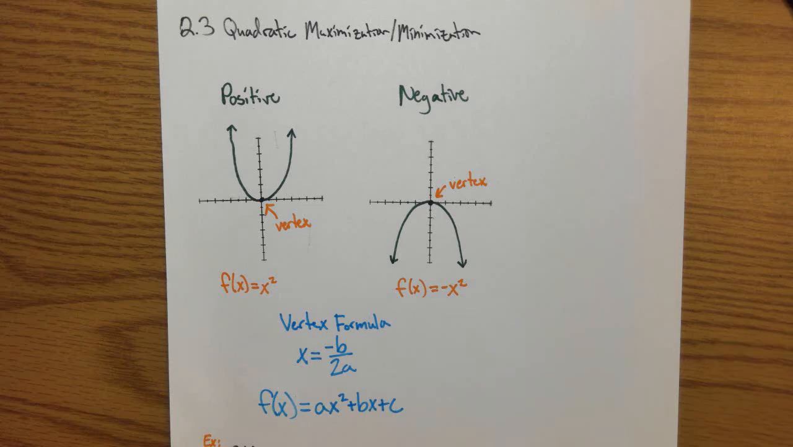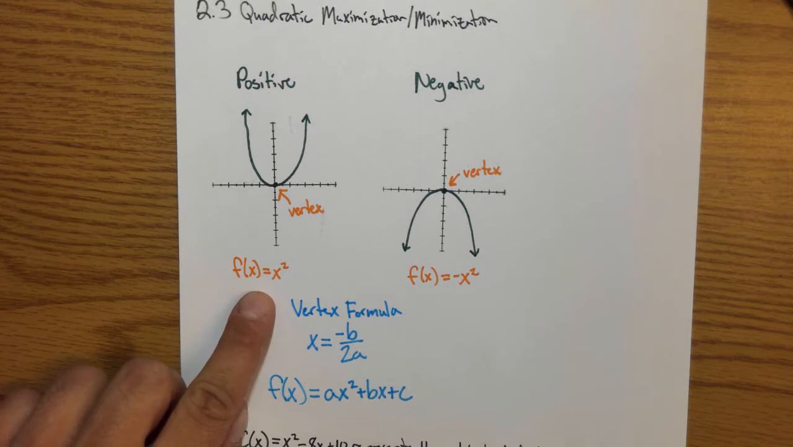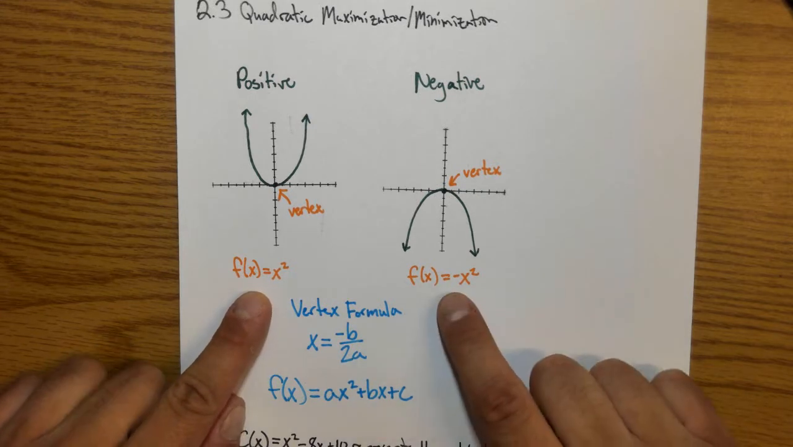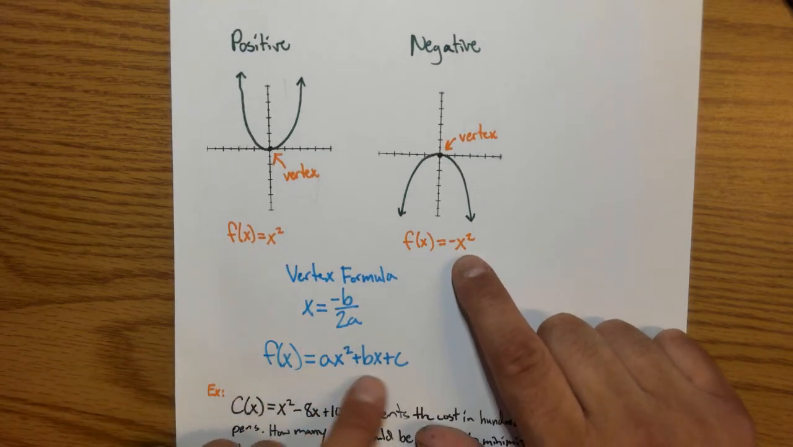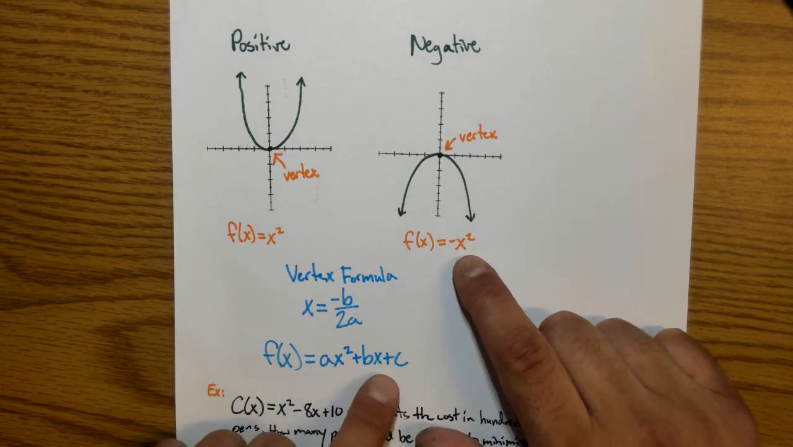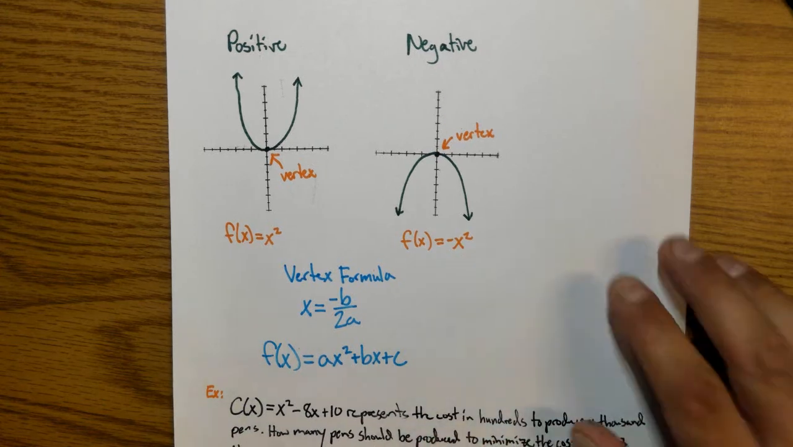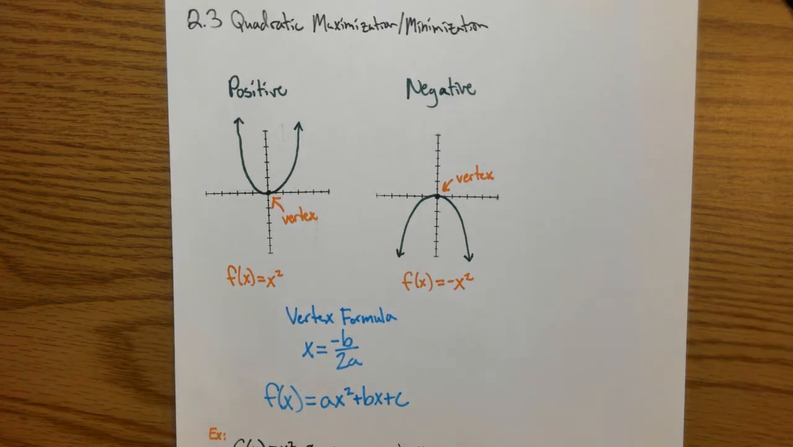Hello class, today we're talking about quadratic maximization and minimization. So we're getting into quadratic functions just for a few lessons here. A quadratic function is any function that's to the second power, such as f of x equals x squared, or f of x equals negative x squared. You may also see them written like this, where it's ax squared plus bx plus c. Anyway, a quadratic function is a second degree polynomial, right?